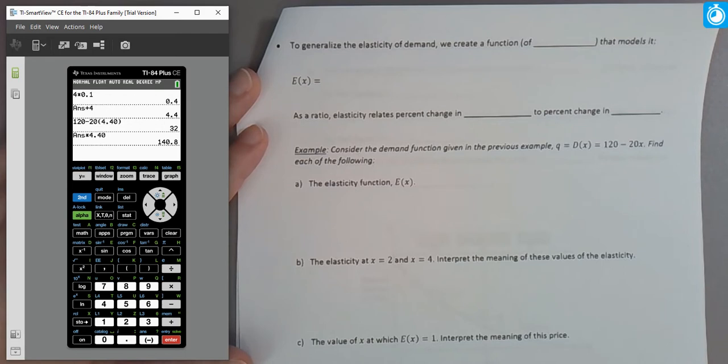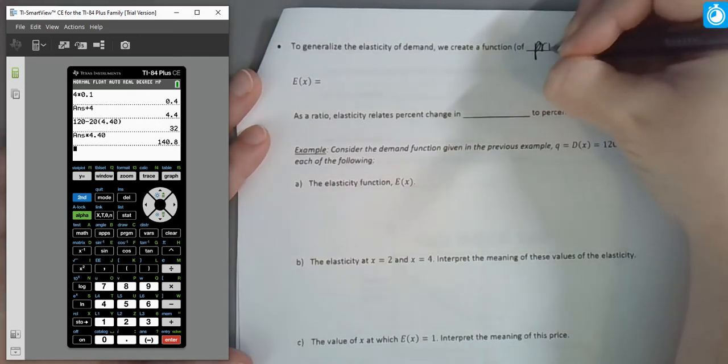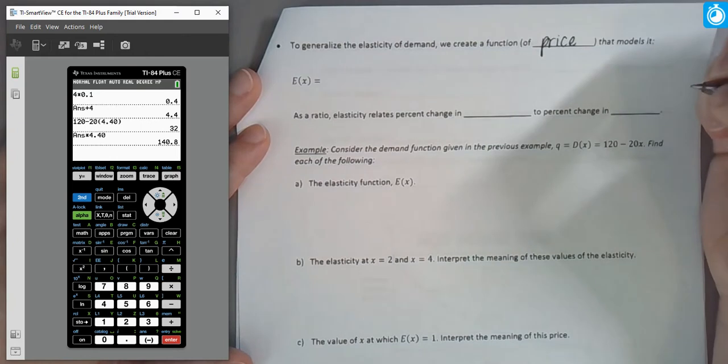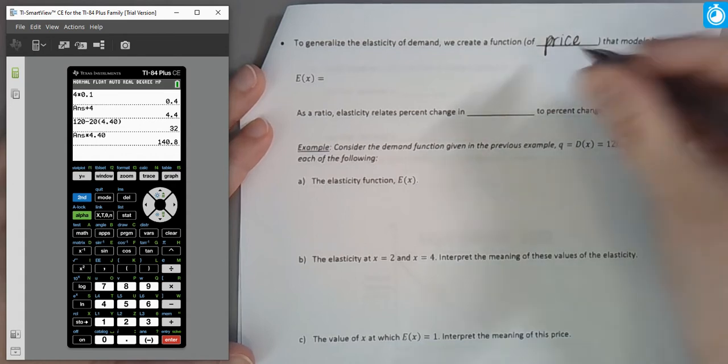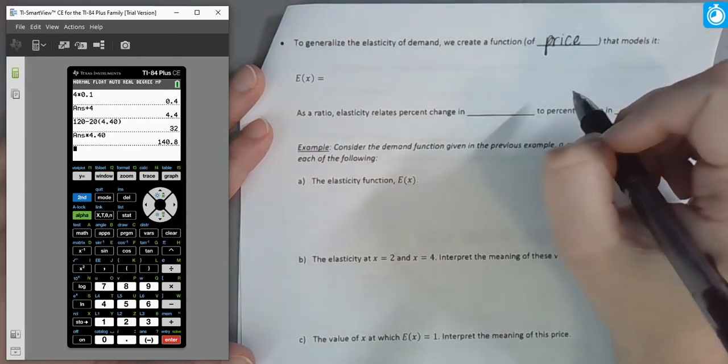So to generalize elasticity for all the different prices we could charge, we create a function. It's going to be a function of price. In other words, it's going to take price as an input, and it's going to model how sensitive the demand is to those changes in our input of price.